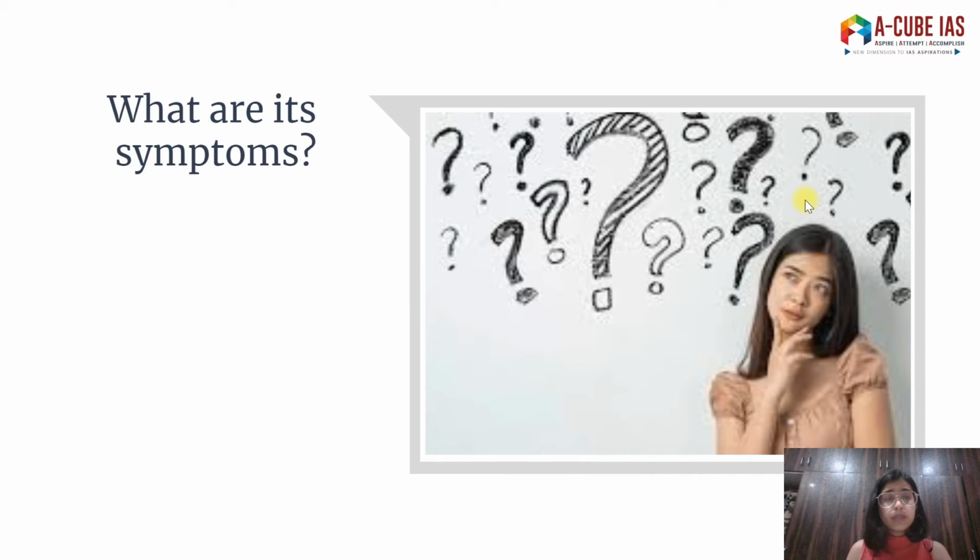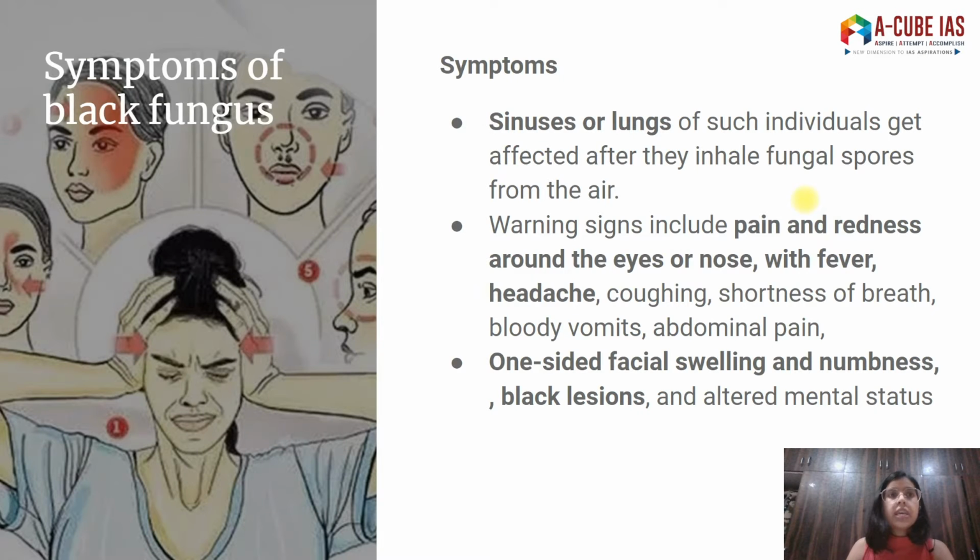Next is, what are its symptoms? Because so far we have known that mucormycosis shows various kinds of symptoms. Some people develop lesions, for some people it is a simple headache, and for some people it is gastrointestinal disorders. So it's important to first see its symptoms. Symptoms of black fungus include getting infected by inhaled fungal spores from the air, and having sinus or lung issues. These are common symptoms. Other symptoms include pain or redness around the eyes or nose, fever, headache, shortness of breath, bloody vomit, abdominal pain, etc.